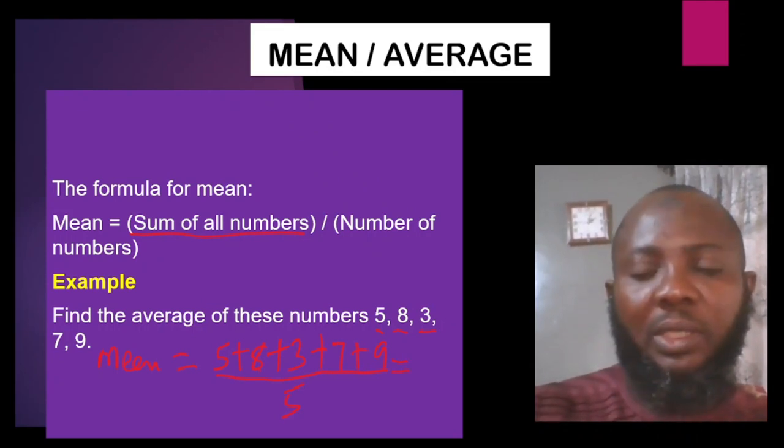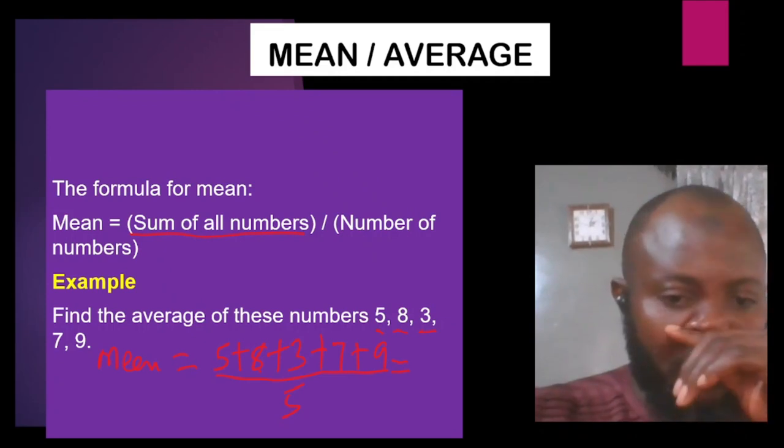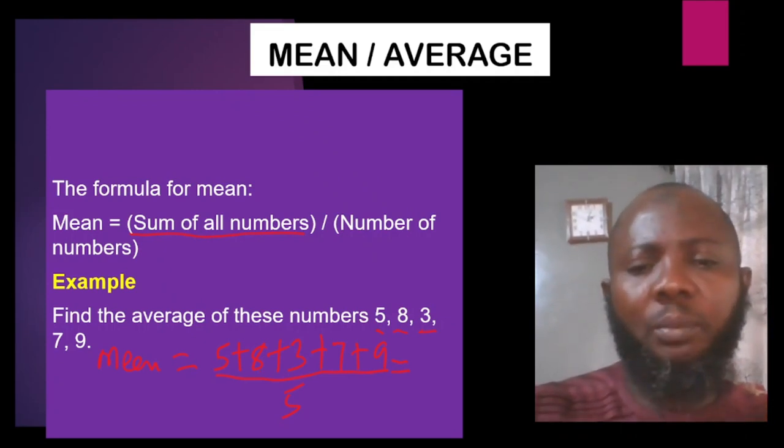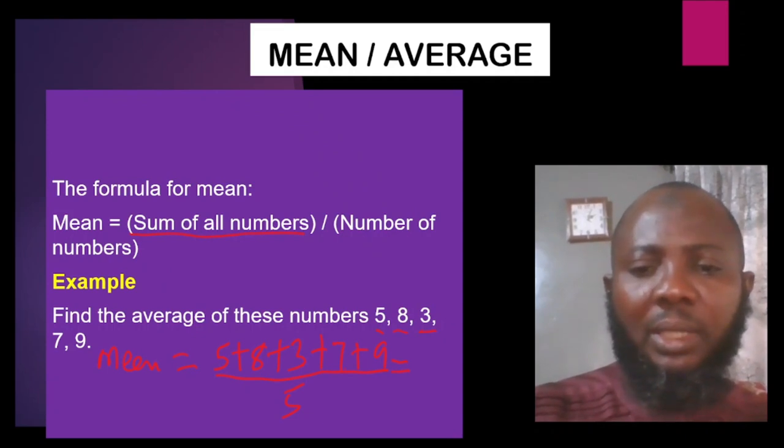So 5 plus 8, that is 13. 13 plus 3, 16. 16 plus 7, 23. 23 plus 9, that is 32. So let's add it again because I will not make a mistake. 5 plus 8, sorry, is 13, 16, 23, then 32.